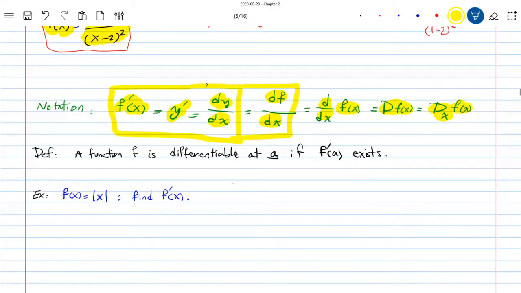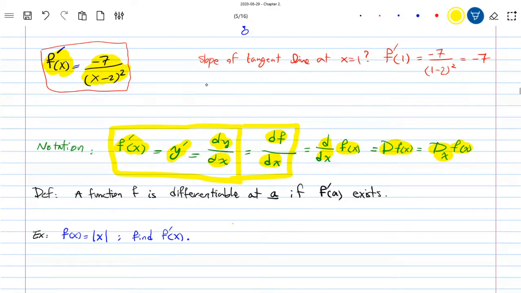Now that we did an example, let's mention this important thing. A function has a derivative at a specific point if the tangent line at that point exists. If the tangent line does not exist, then there is no derivative at that point. That means the function cannot be differentiated at that point. So when we say a function is differentiable at a point a, that means the derivative at that point should exist. That means the slope of the tangent line exists. That means the tangent line exists.